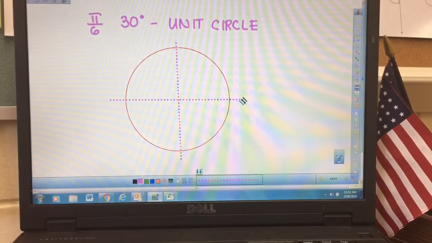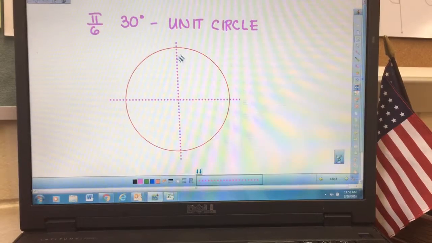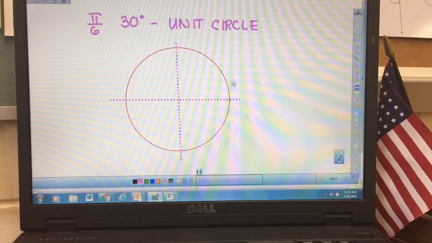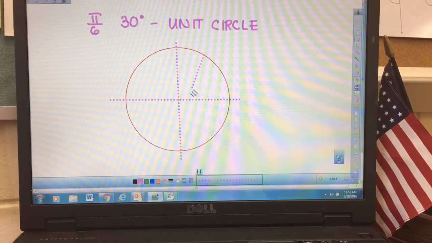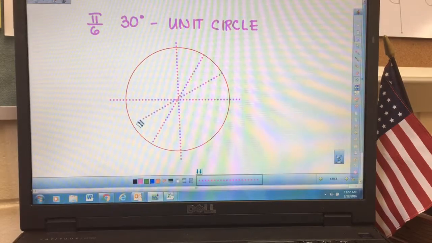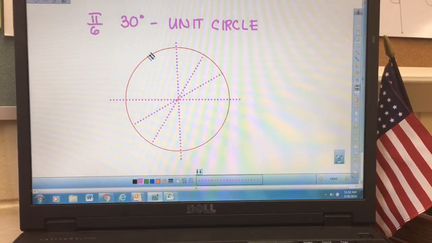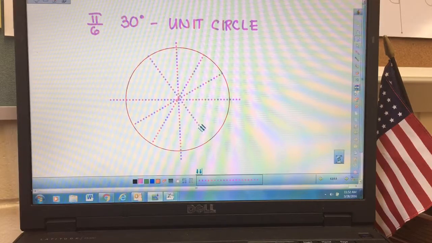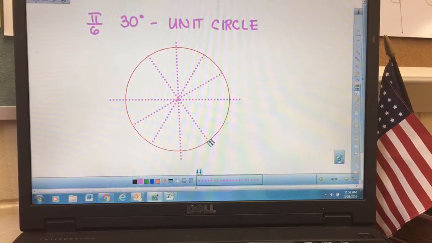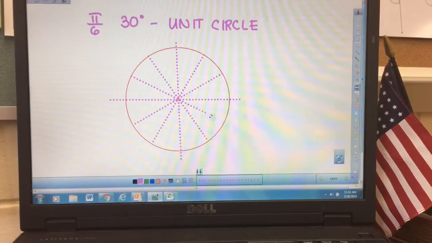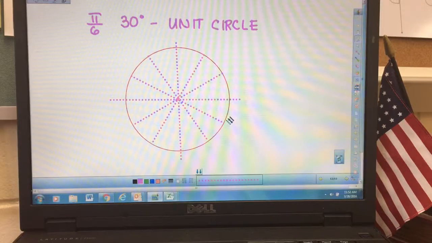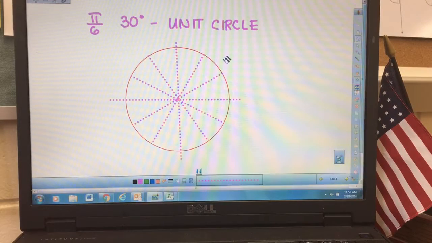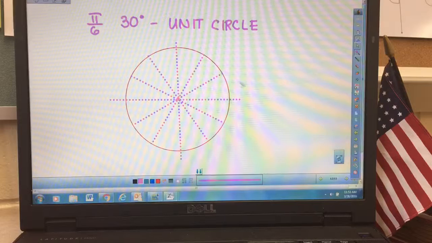Now I need 30-degree increments or slices. What I need to do is to divide a quarter into 3 equal parts. So I'm gonna do that. There. And this will be my other one. There you go. Very nicely done. This is my circle. So next thing I'm going to do is I'm just going to label this in degrees.